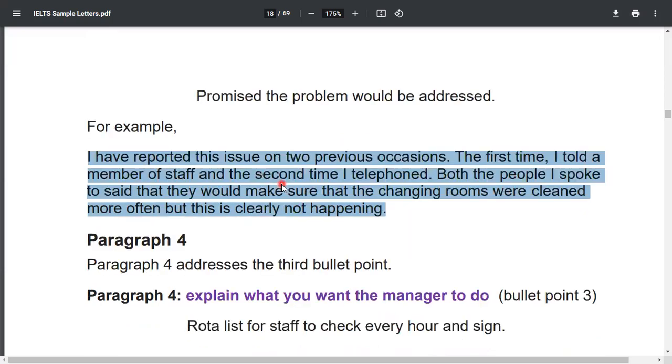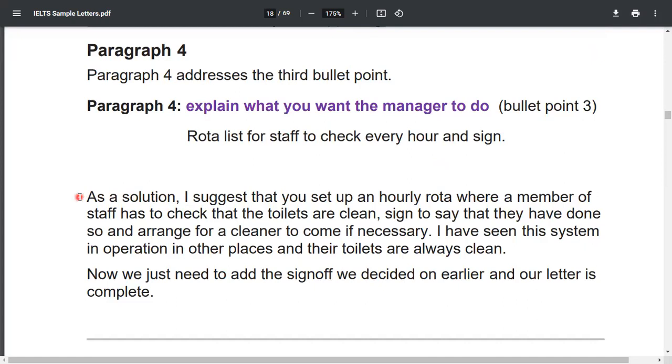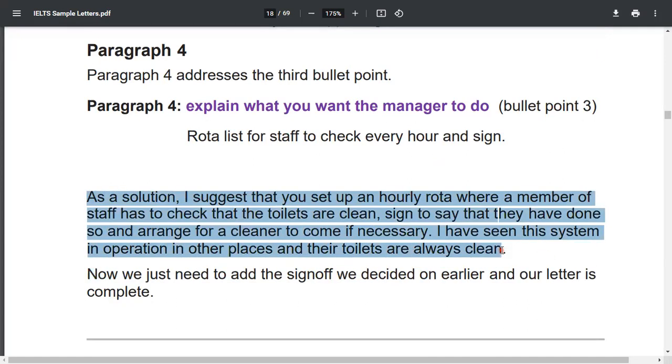So amazing paragraph. Now moving to the last question that says, explain what you want the manager to do. As a solution, here we go. So that's the answer. As a solution, I suggest, amazing. As a solution, I suggest, it's a good way to start your paragraph, because you have to suggest something, because you have to tell the manager what he should do.